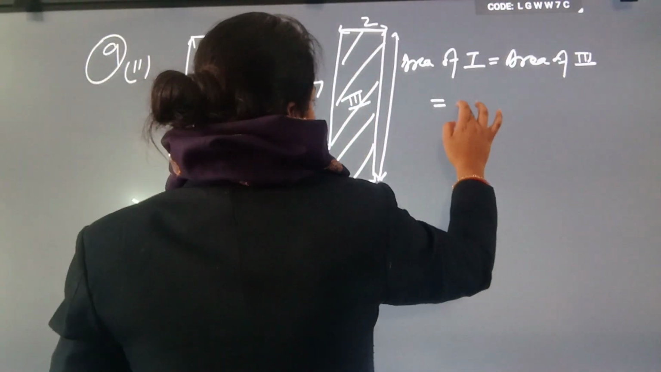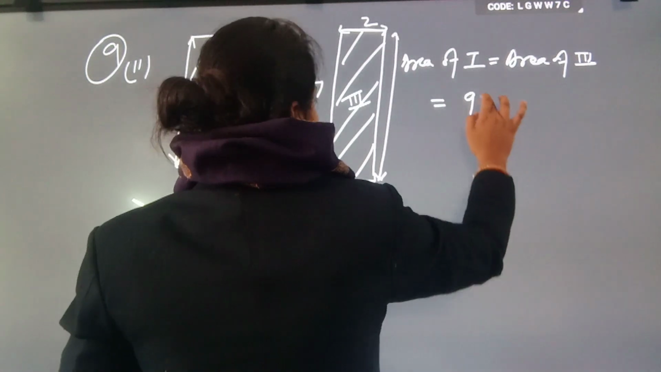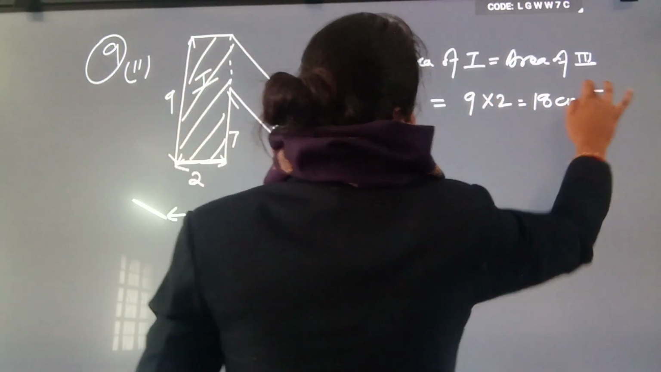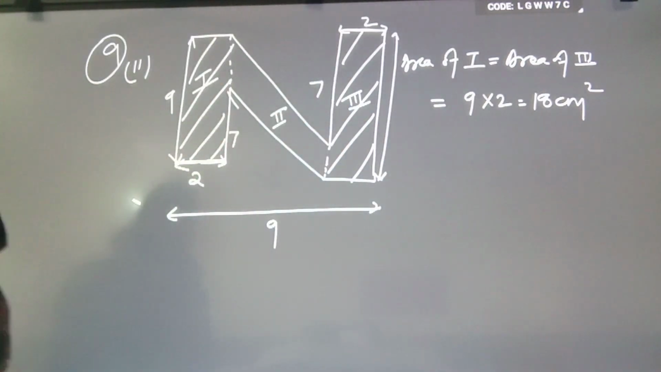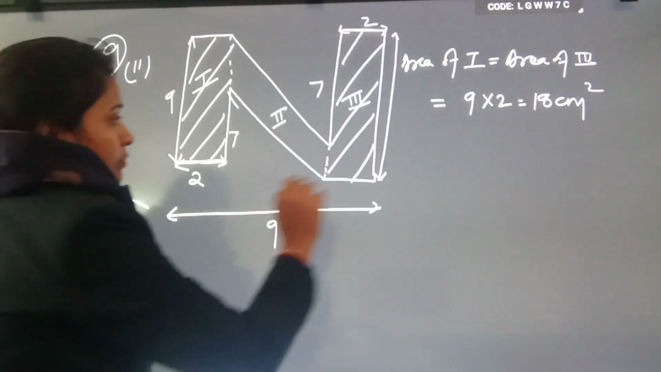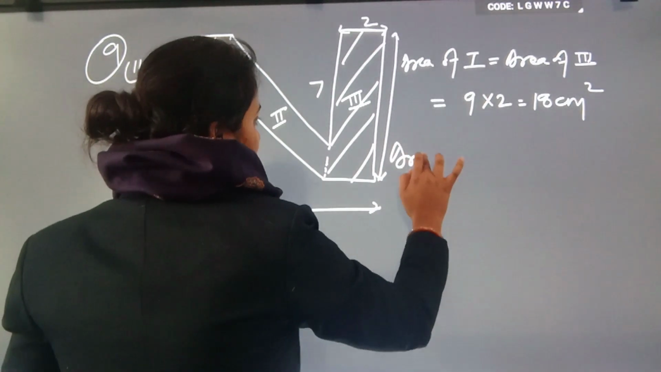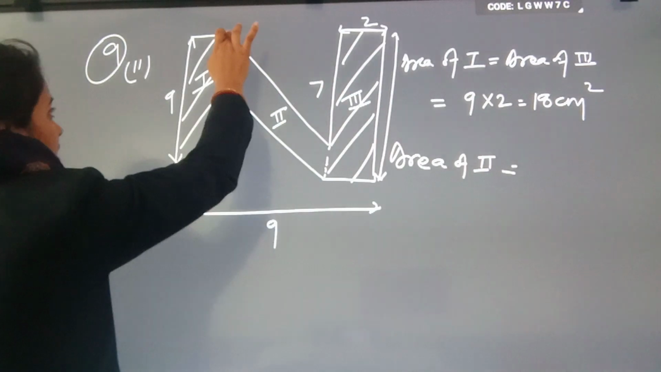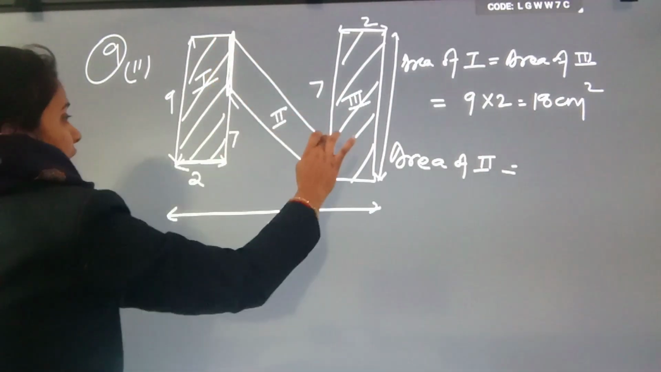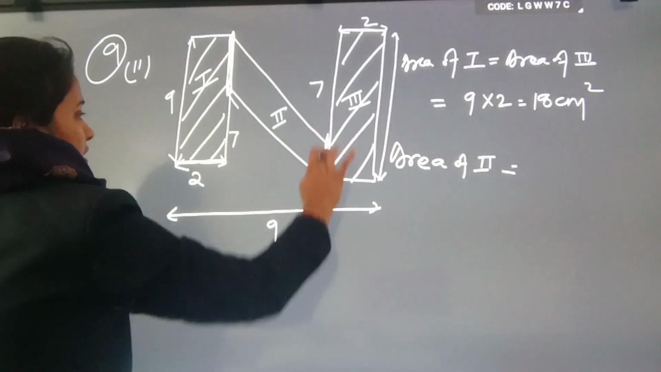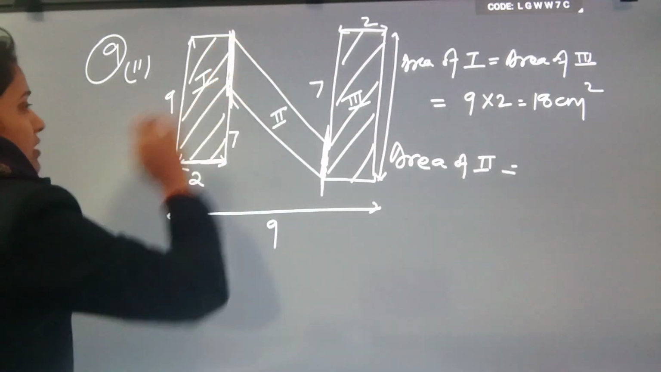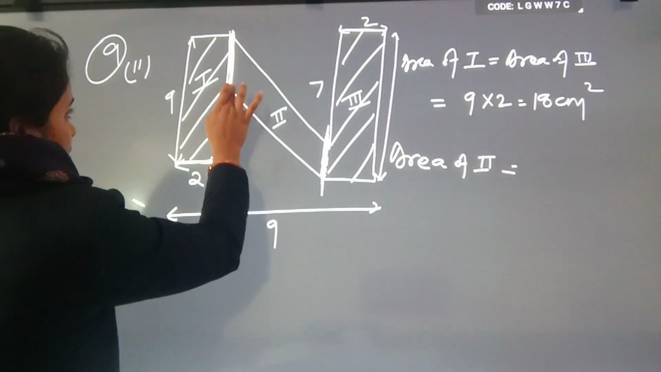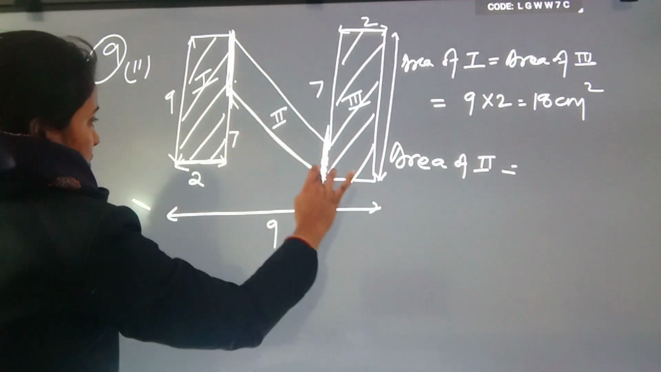So what will this be? Length 9 into breadth 2 will give you 18 centimeters square. Now look at the second figure. Can you see this second figure is in the shape of a trapezium? These two are the parallel sides, and this is the distance between them.